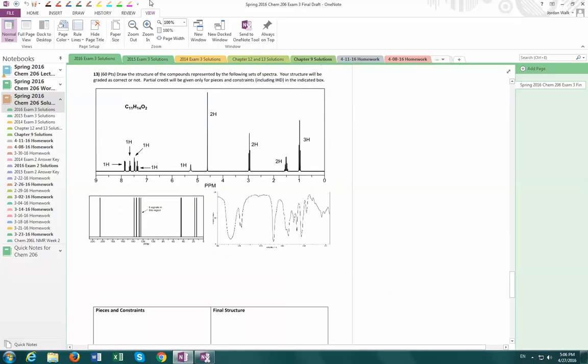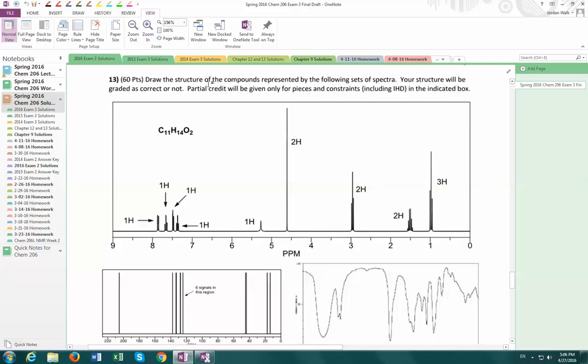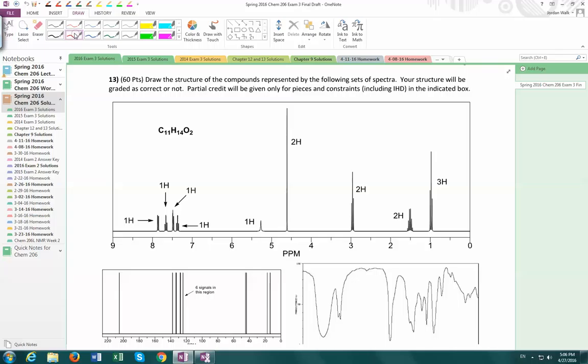Okay, so let's blow it up a little bit. All right, so I thought this was a fairly straightforward benzene splitting pattern, and I think people for the most part got it. So let's see, we've got 2 doublets and 2 triplets. What's the only thing that will give us that?